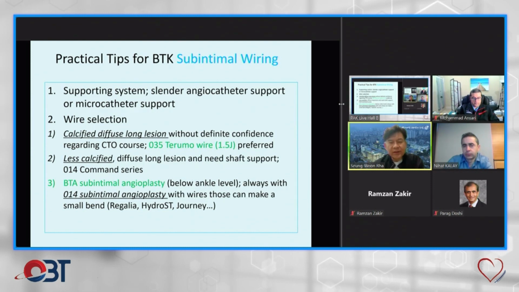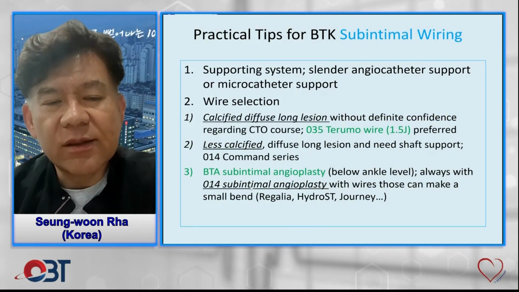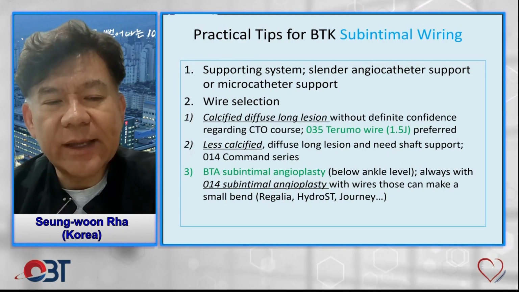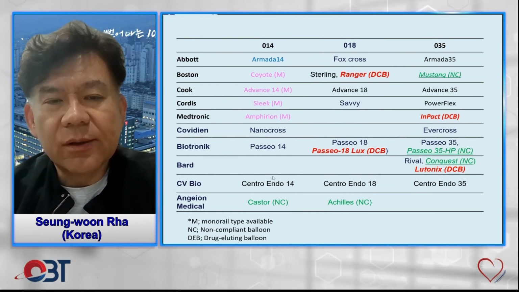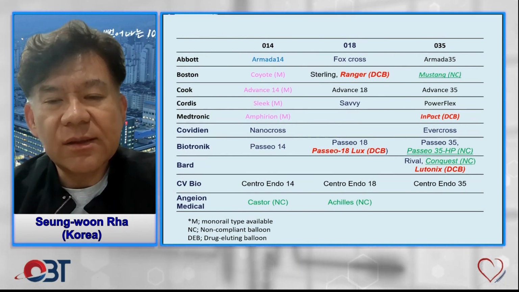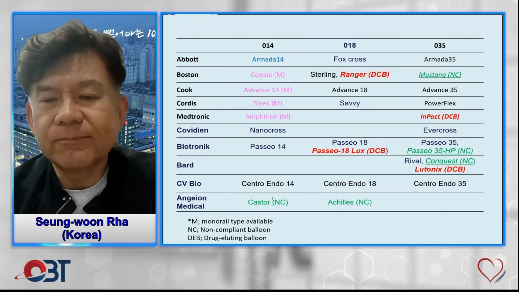However, once you enter the suspicious stump, it's sometimes better to do the subintimal tracking, because that will not go outside of the vessel area. That can be safer than the intraluminal CTO digging, which can go outside. So especially once you track down into the ankle level, it's better to switch. That is an angulated area. It's better to go with the 14 system. Otherwise, it will rupture.